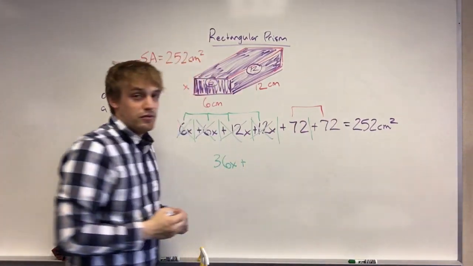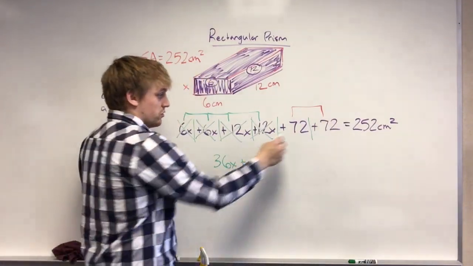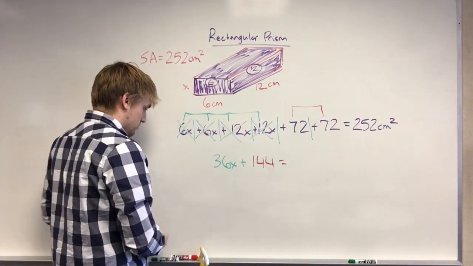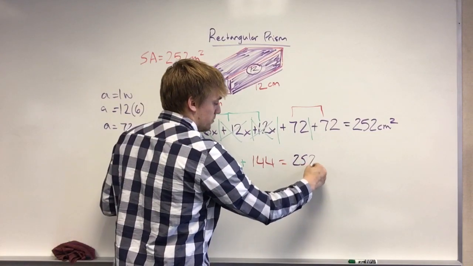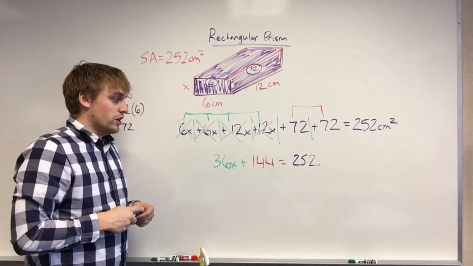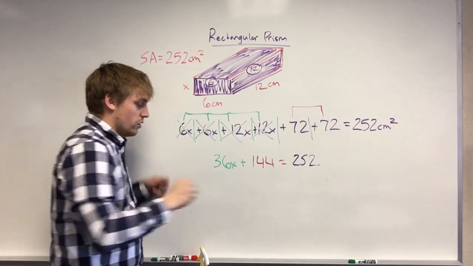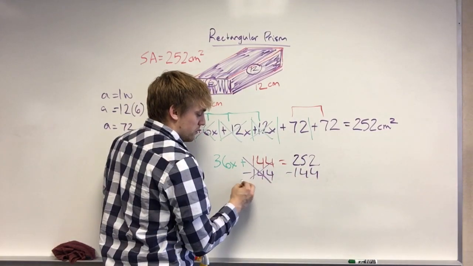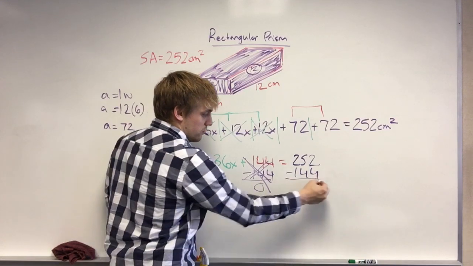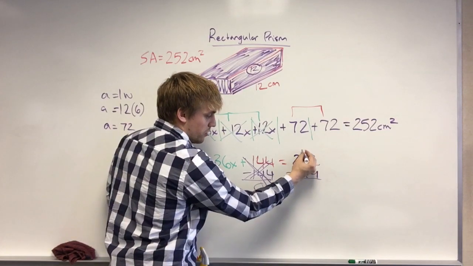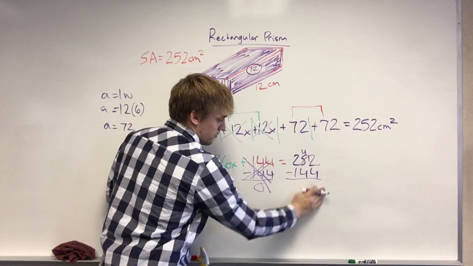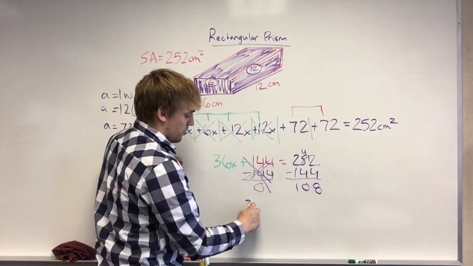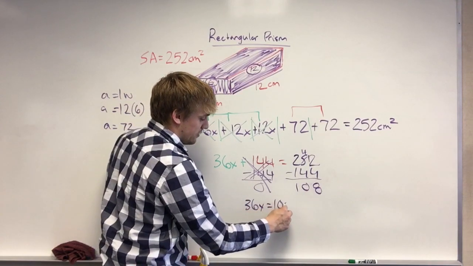72 and 72 do not have a variable, which makes them like terms. So 72 plus 72 is 144, and that equals 252 for our surface area. So in order to solve this, it's just a two-step equation. We're going to subtract 144 from both sides. So 252 minus 144, we'll get 108. Bring 36x down equals 108.